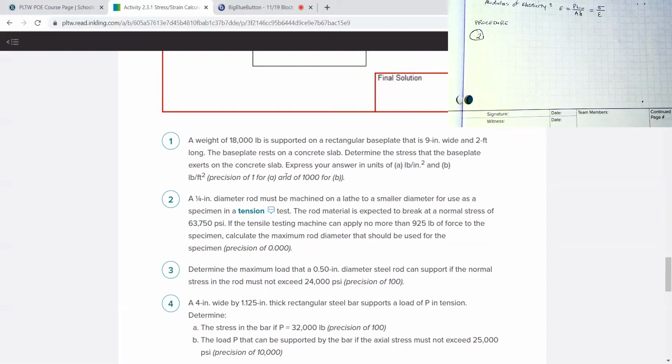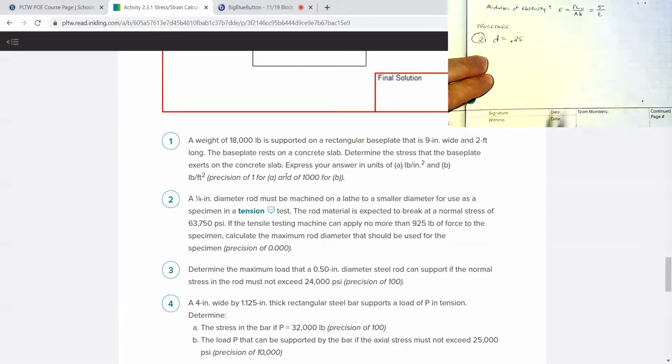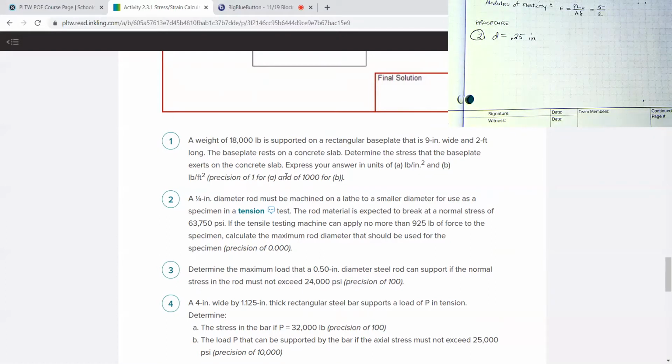So it says a 1/4 inch diameter rod. I'm going to write that down: diameter D equals, I prefer decimals, 0.25 inch. The rod must be machined on a lathe, which is sort of like a pottery wheel. You put a big wet piece of clay on it and it turns and you mold it. A lathe is similar, but it goes sideways. You take a piece of metal and put it on this thing that spins, and then you can use tools to cut the shape. That's what a lathe is.